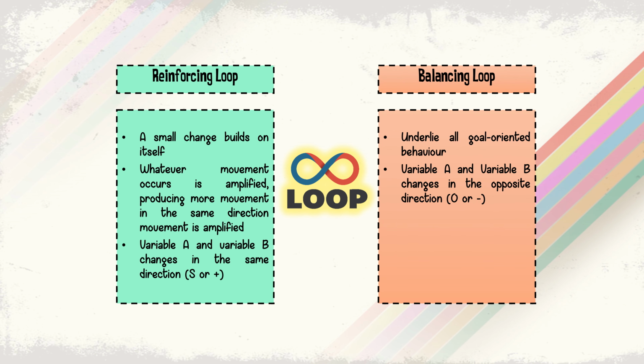Balancing loop underlies all goal-oriented behavior. So in any balancing or stabilizing process, there is self-correction to maintain some goal or target. So variable A and variable B change in the opposite direction, which is marked by O or minus symbol.